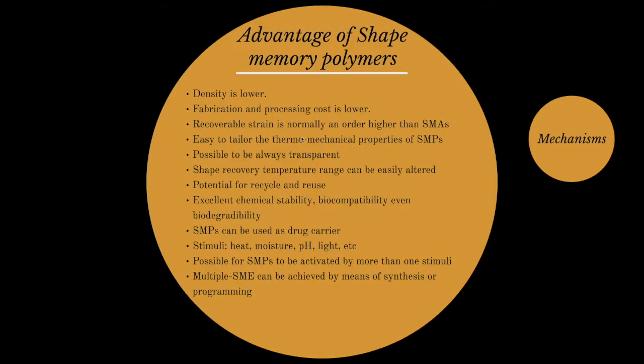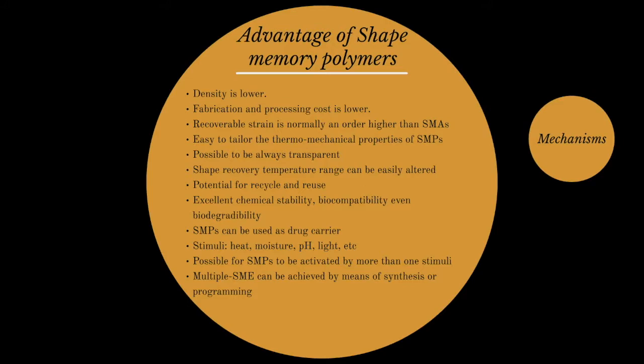And then it is easy to tailor the thermomechanical property. You can also make polymers transparent, easy to be transparent. Yeah, I think a few years ago there was some research on making metals transparent, but I'm still not sure about that. And then the shape recovery temperature range can be altered easily. So meaning the temperature to change the shape, you can alter the range.